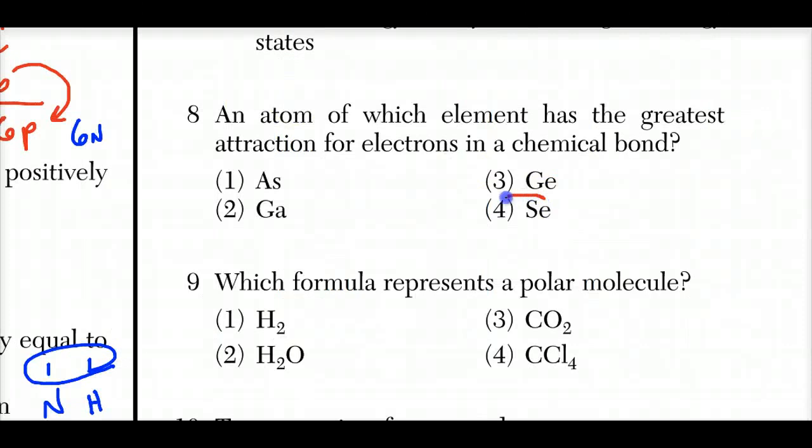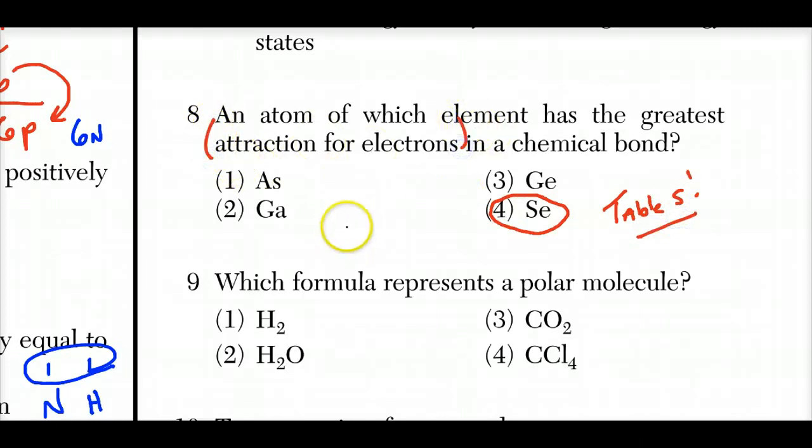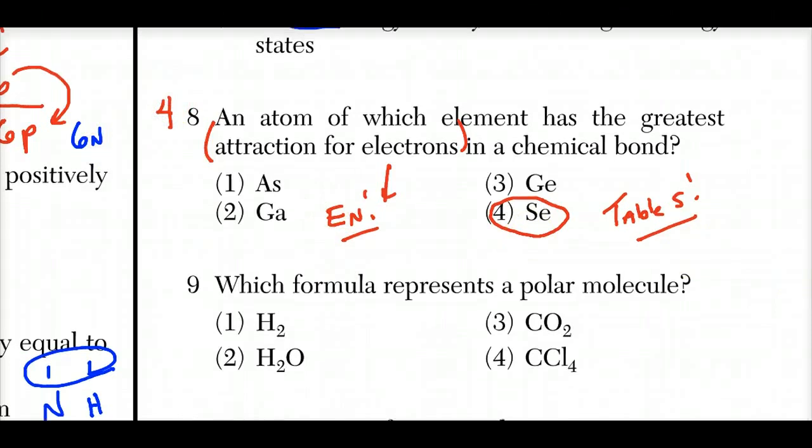Now, whether you use the trends or you didn't trust yourself to know the trends, there's no reason to get this wrong. This is right off the periodic table, table S. Okay? And of course, you had to know attraction for electrons is electronegativity. Okay? Big one. Moving forward. So number 4 was for 8. Let's go to number 9.